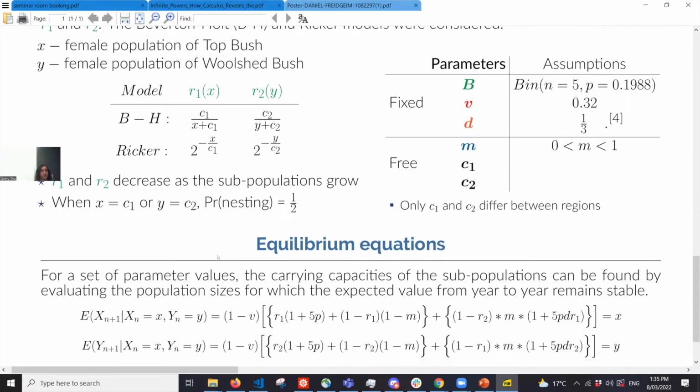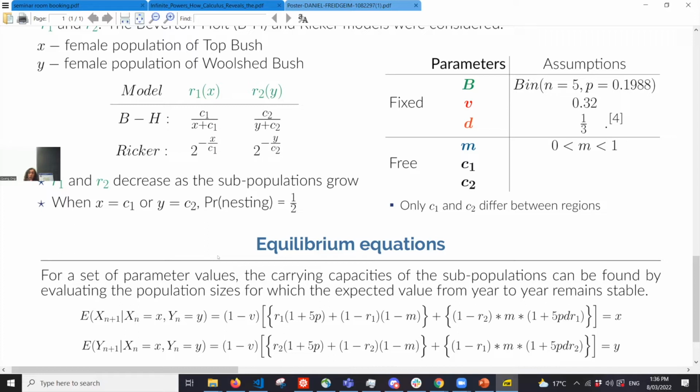One of the key quantities in this sort of biological example is to be able to find the carrying capacity of the island or of the 2 regions. That means the population size about which the populations will stabilize, essentially. So about which the populations will oscillate around. And mathematically speaking, that's the same as thinking about the expected value of the population.